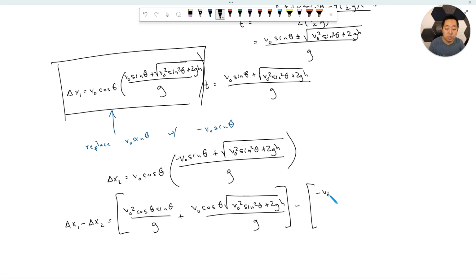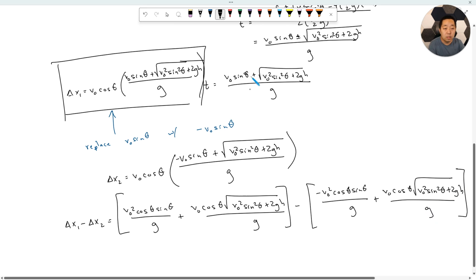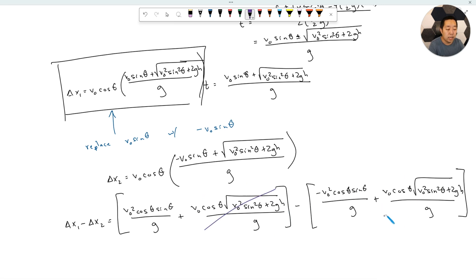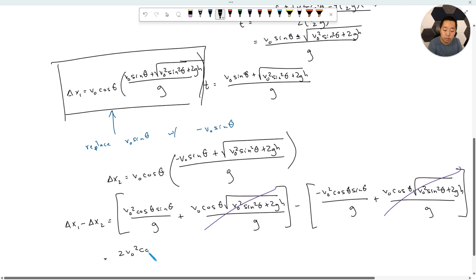This is going to be minus v0 squared sine theta cosine theta. Oops, I did cosine theta sine theta. It doesn't really matter. And then plus this v0 cosine theta root v0 squared sine squared theta plus 2gh all over g. Now what's cool, and why the answer simplifies, is because this quantity and this quantity subtract out. So they're going to negate each other. And this minus makes it positive, so then you have this plus this. You have two of those. So you have 2 v0 squared cosine theta sine theta over g.